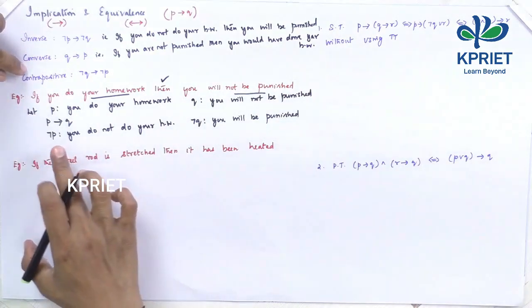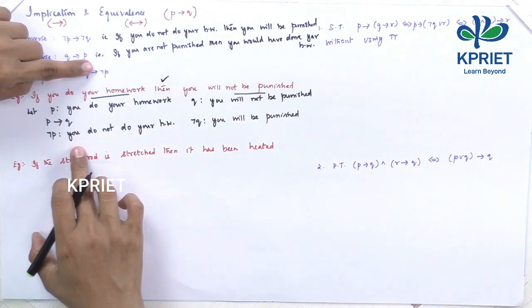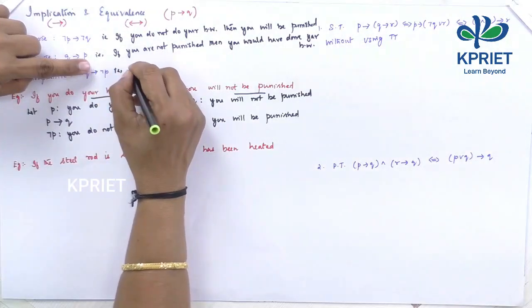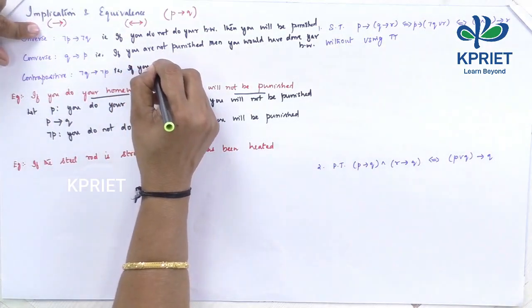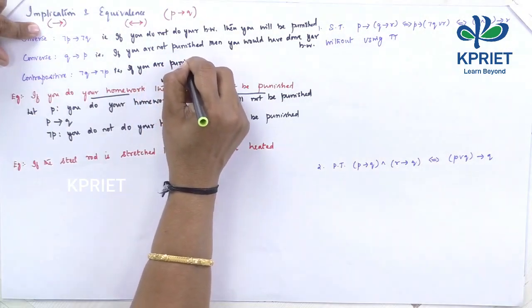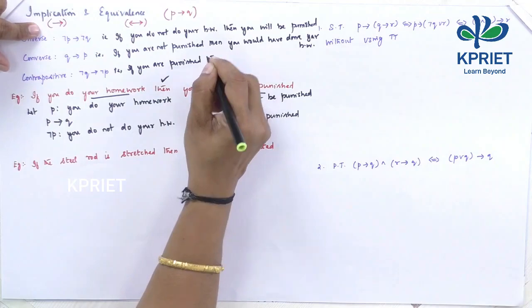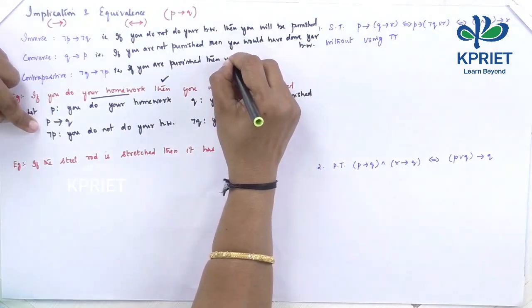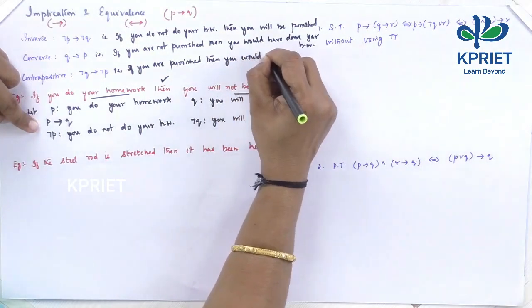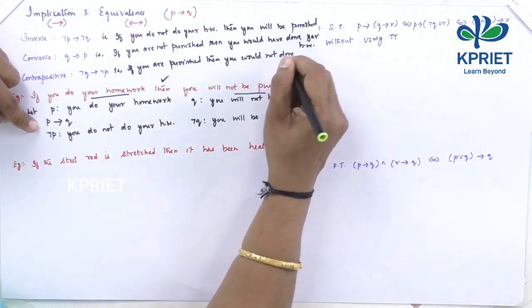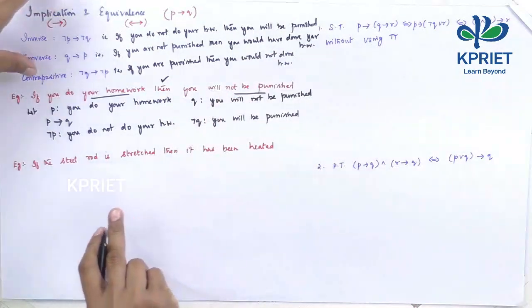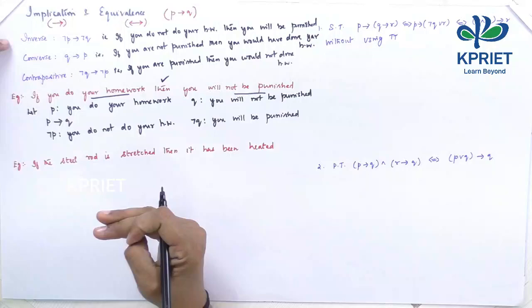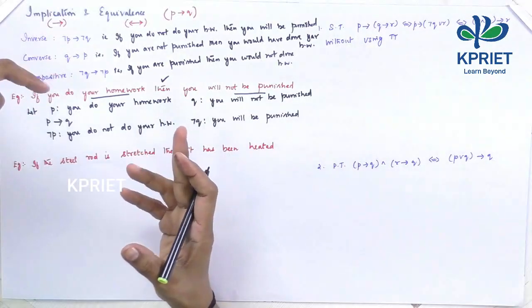Then what is the contrapositive? The contrapositive is negate Q conditional negate P. Negate Q is: you will be punished. So if you are punished, then negate P: you would not have done your homework. So that is the contrapositive. Understood now? This is how one has to find the inverse, converse and contrapositive of any given statement.